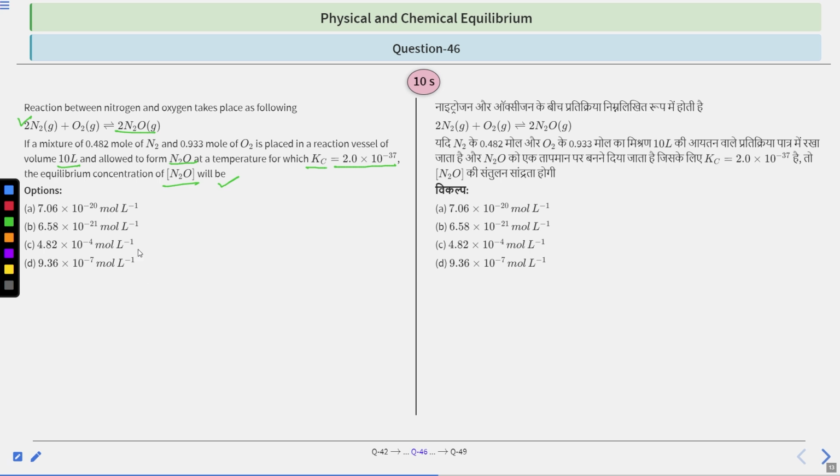So you have 10 seconds to solve this question, and after that we will see what the answer is.